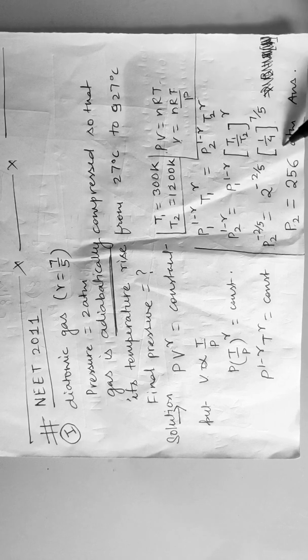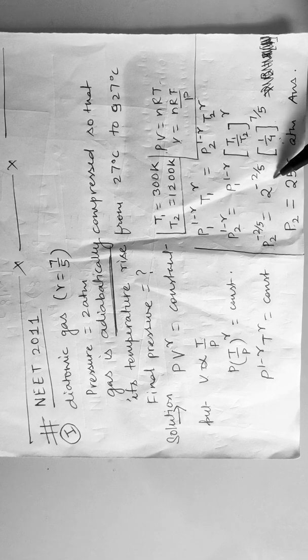Okay, so for this part you will get 2 raised to the power 7. For this part you will get 2 raised to the power 1. So 2 raised to the power 8 overall. 2 raised to the power 8, that is 256. I hope you understand this.